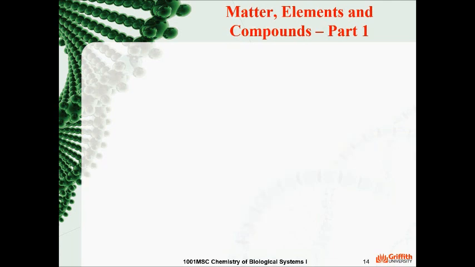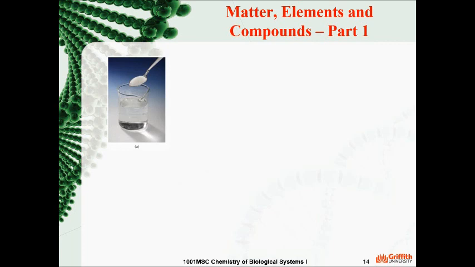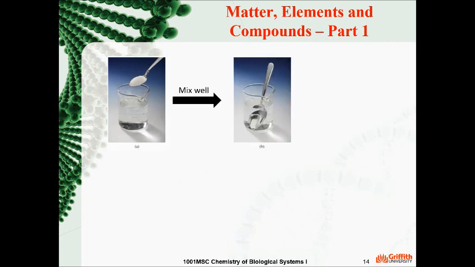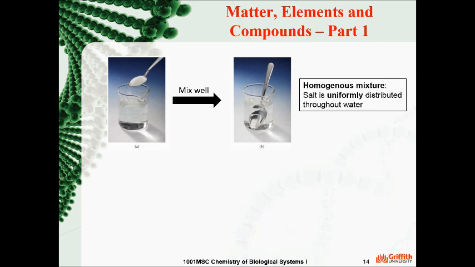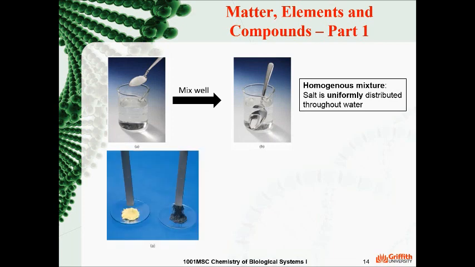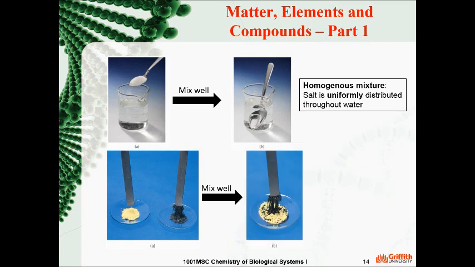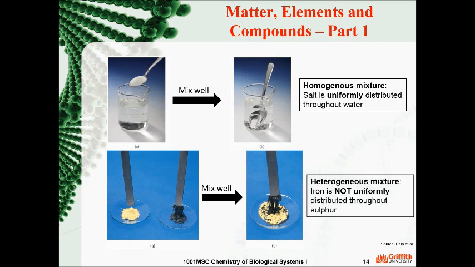To differentiate between homogeneous and heterogeneous mixtures, let's consider the following examples. When we put salt in water and stir them well, we get a homogeneous mixture, because the salt is distributed uniformly throughout the water. In the second example, we add iron foil to sulfur powder. When we mix them together, we get a heterogeneous mixture, because the iron foil is not uniformly distributed within the sulfur.